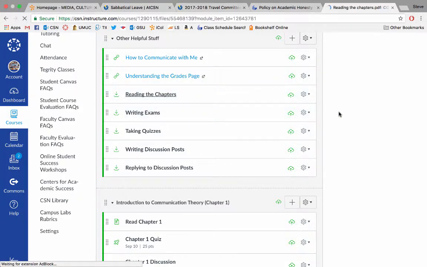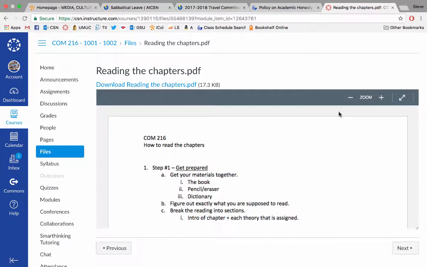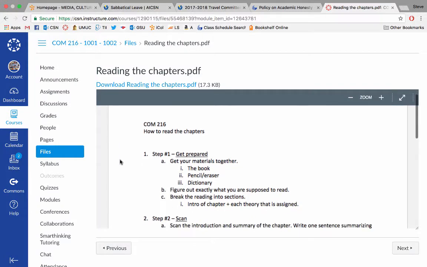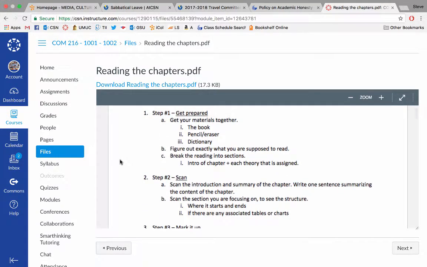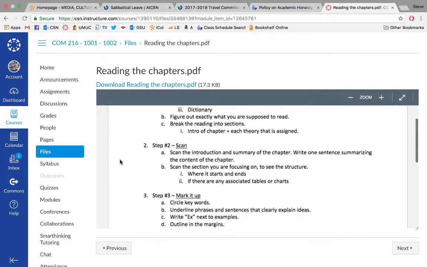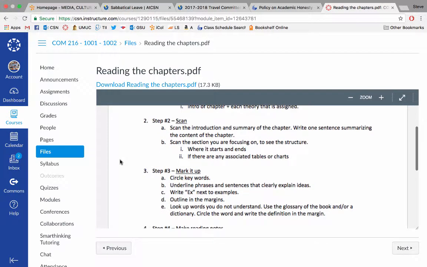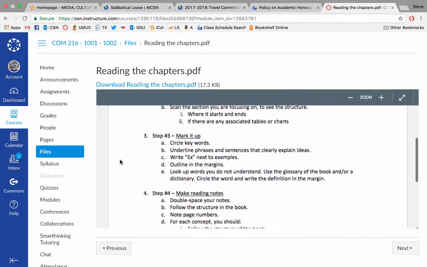The first one is called Reading the Chapters, and this is a step-by-step set of instructions for what I think you should do every Monday. Every Monday, you're going to start reading a chapter for the class, and as you start to read the chapter, I would follow these steps. These are pretty straightforward steps. Basically, you start out by getting prepared and figuring out what you're supposed to read, and then you scan the thing that you're reading to see where it starts and ends, kind of how it's set up organizationally.